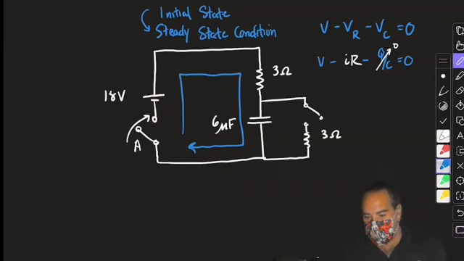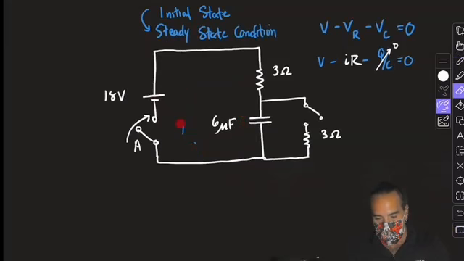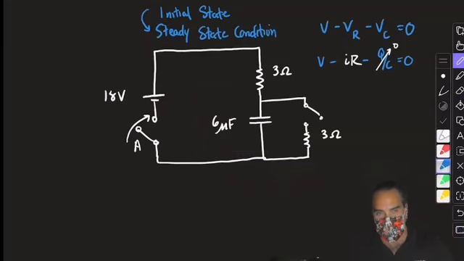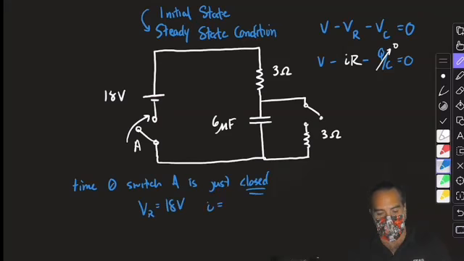Now, this has several implications. The first implication is that at time 0, and these are things I would know, when switch A is closed, time 0, at that moment, the voltage across the resistor is going to be 18 volts, which also suggests then at time 0, the current through the resistor is going to be 6 amps.